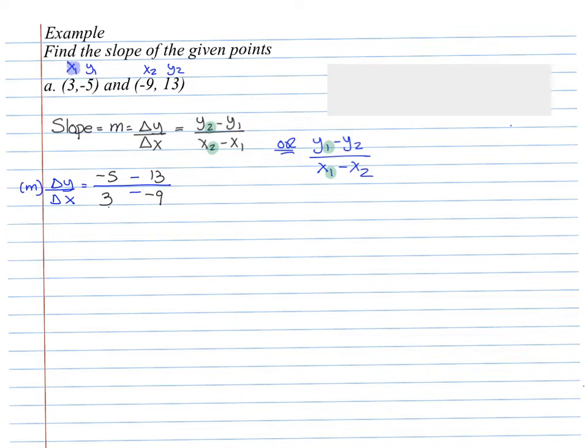I'm going to simplify. These two minus signs right here become a positive. And then we're going to have -5 and -13. That becomes -18 all over 9, 10, 11, 12. And that reduces to -3/2. And that is your slope for these two points.